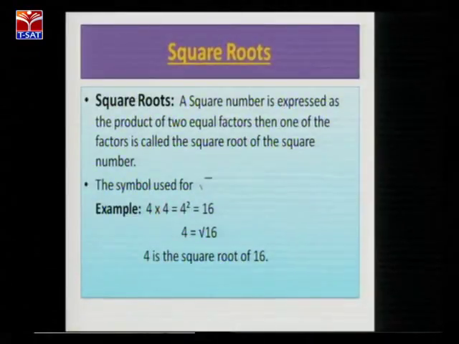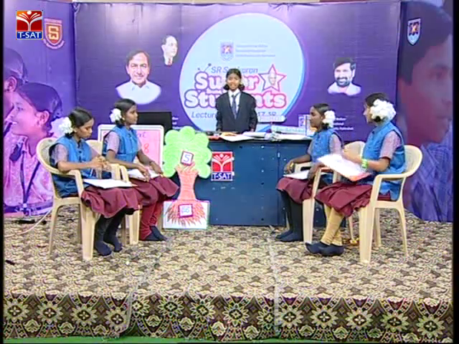Friends, have you understood? Yes, friend. Namita, can you give one example for this? Yes, friend. I have taken the example 6. 6 into 6 is equal to 6 square. So, friend, 6 is the square root of 36. Excellent, friend. What a wonderful explanation.